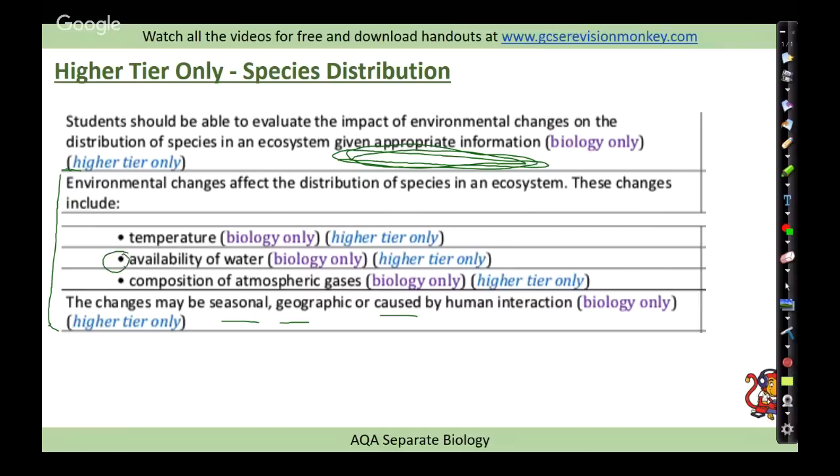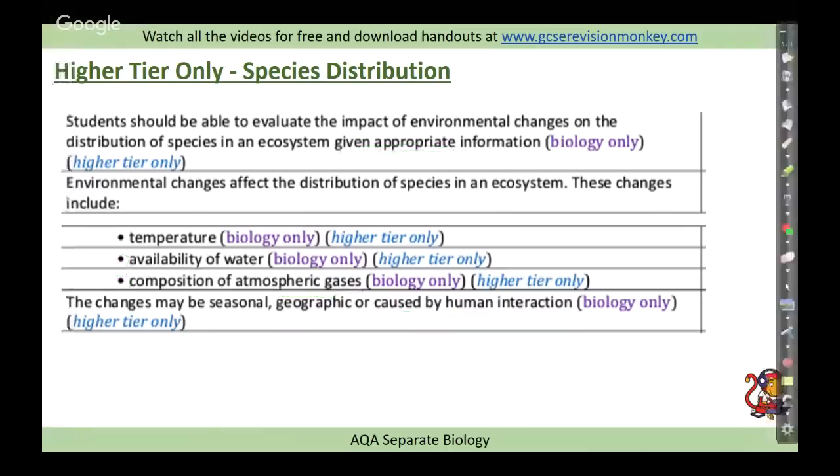The availability of water, again, could be daily or seasonal. And the composition of atmospheric gases. So the carbon dioxide, the oxygen, etc., that is available in the air, depending on what the organism is. This could be caused by human interaction, either disturbance or the industrial movements that humans are making in certain areas, perhaps increasing the temperature, reducing the availability of water, and completely changing the atmospheric gases. So just be aware that they could give you absolutely any organism, any example, and you need to relate to that.